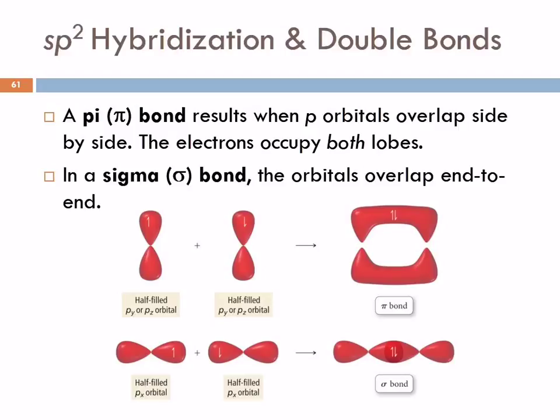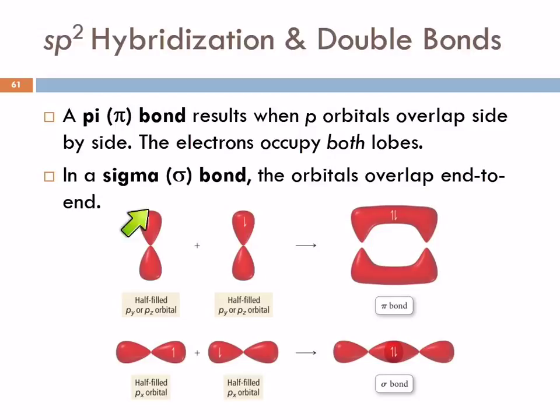So a pi bond happens when p orbitals overlap side to side. So these two orbitals, half filled, when they overlap side to side, and just like the electron in this orbital is occupying both sides of the lobe, this pair is occupying both lobes.